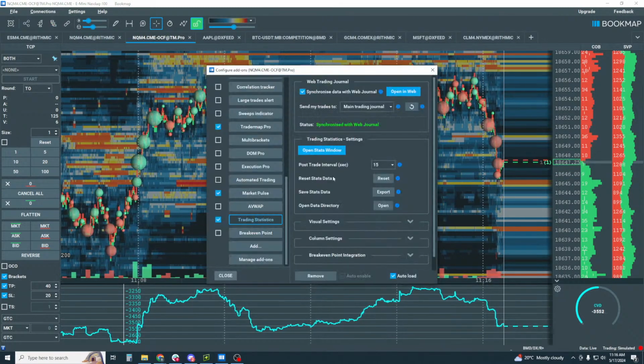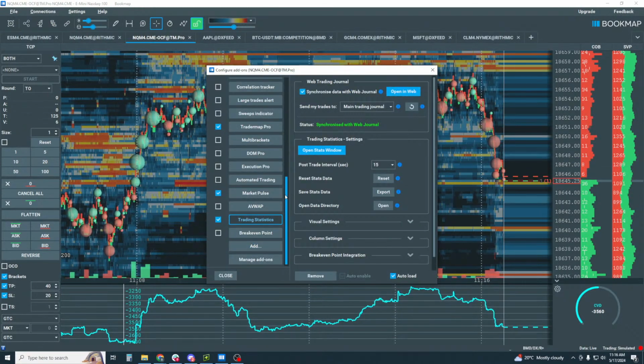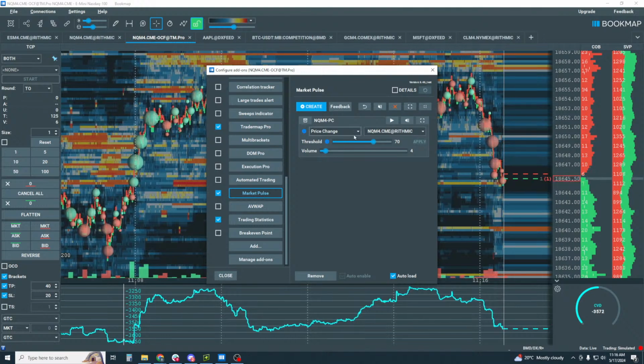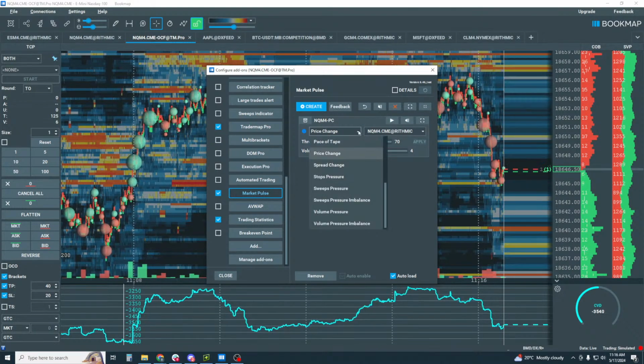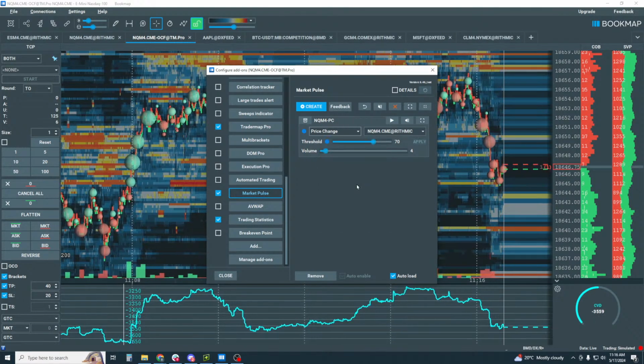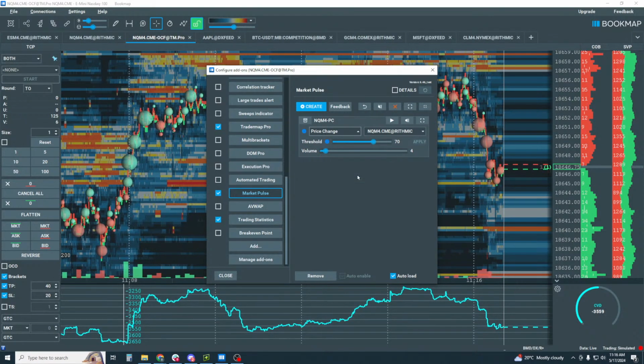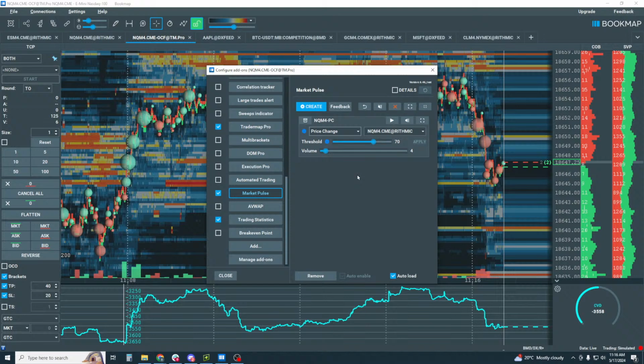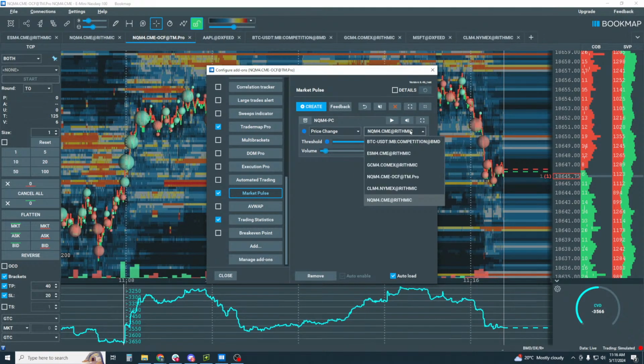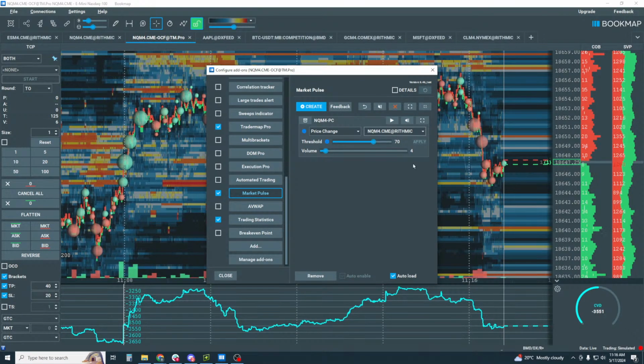However, we have these new market pulse tools, which I've been playing around with quite a bit here. Pace of tape. Okay, so hold on. What's going on here? This is weird.